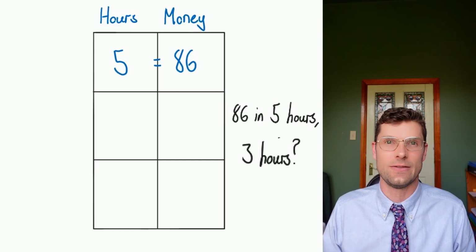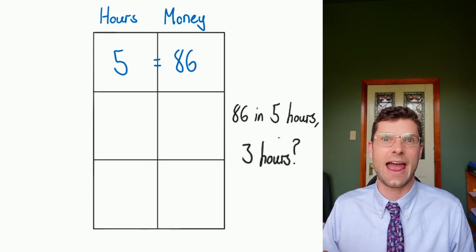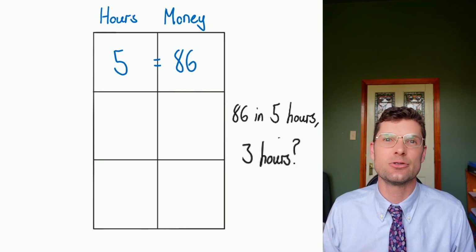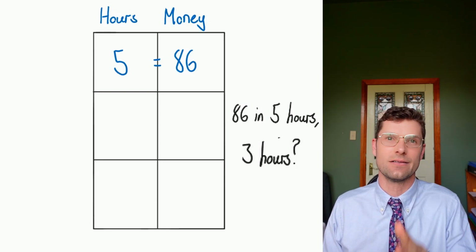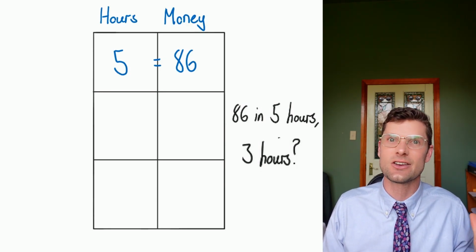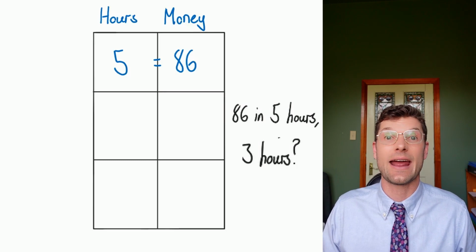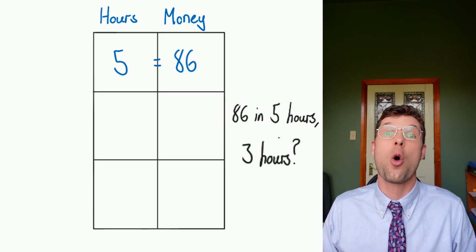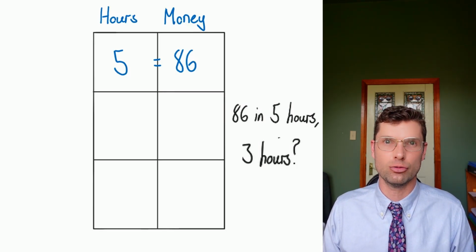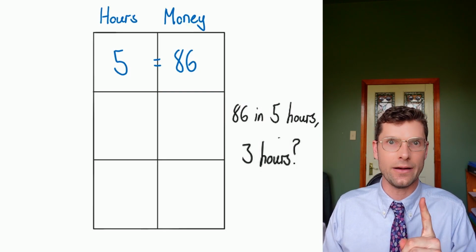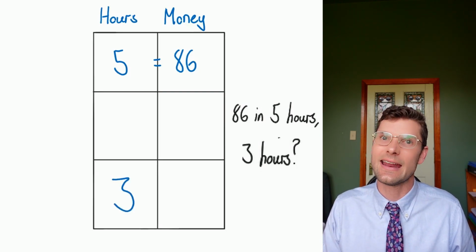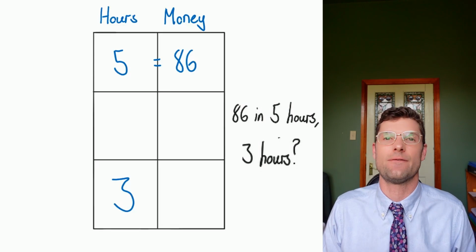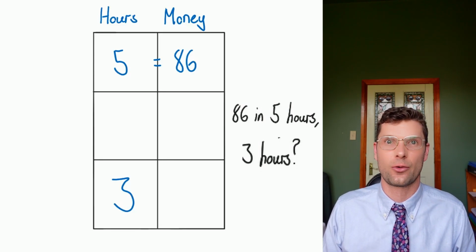I've been told that in the question. 5 equals 86. I haven't written an equal sign in there, but I just want you to imagine it. That line is saying this side equals this side. And we want to work out how much I'm getting paid for 3 hours. We're always going to skip the middle row. That's for our unit, our 1. So I'm going to put 3 again in the hours column because I'm trying to work out for 3 hours. And I'm going to put a 3 down there at the bottom.